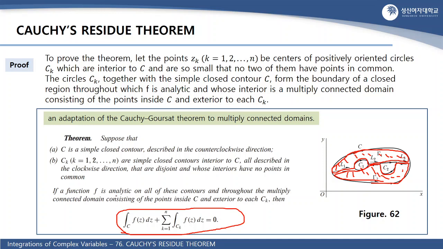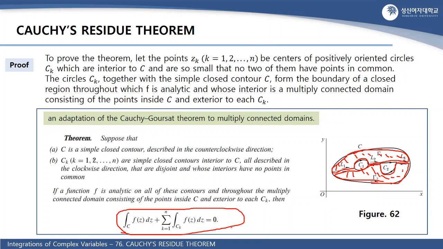Then, if a function f is analytic on all of these contours and throughout the multiply connected domain consisting of the points inside C and exterior to each circle Ck, then we have this result: the integral along the contour C of f(z) dz plus the summation k equals 1 to n of the integral along the contour Ck of f(z) dz is 0.